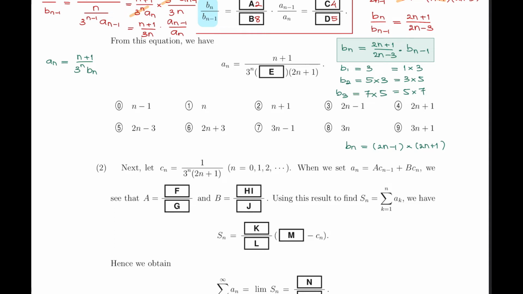After I got Bn, I already know what is An. This is our question, yeah? We want to find An. So An equals n plus 1 over 3 to the power of n times Bn. Bn is 2n minus 1 times 2n plus 1. So letter E here is 2n minus 1. 2n minus 1 is number 3. So the answer for letter E is number 3.